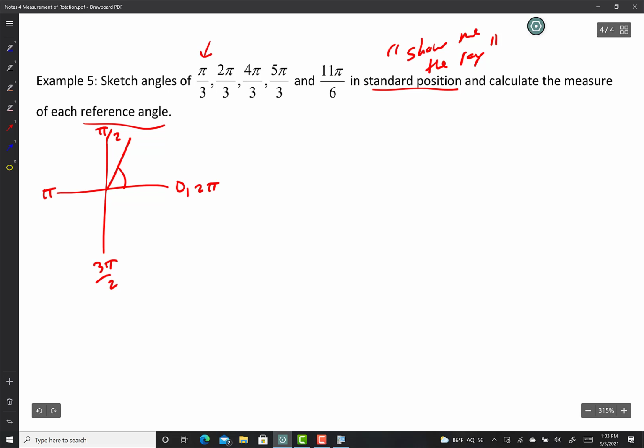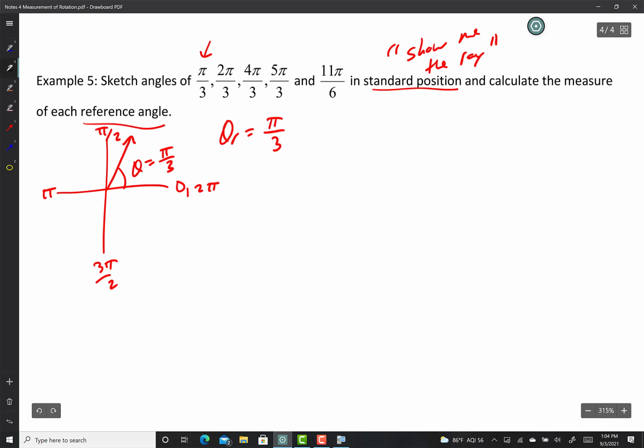It's this distance that's pi over 3. And I did say ray, so there's my ray. But if you want to make a segment, that's fine. That's my standard position. And they want my reference angle. Well, I'm in quadrant 1, so the reference angle for this one is just pi over 3. Done. If you land in quadrant 1, or they give you an angle that's already in quadrant 1, you can just leave it alone. That's your reference angle. All right, let's go to the next one.